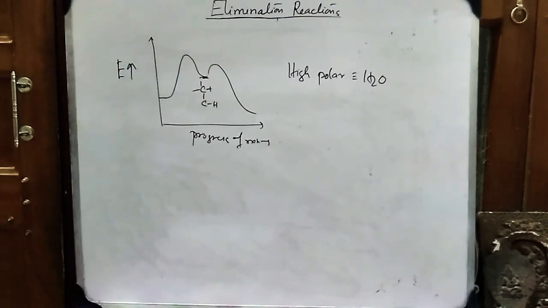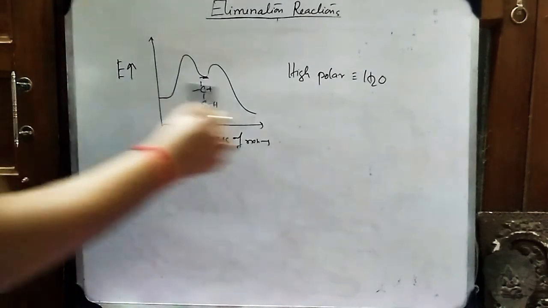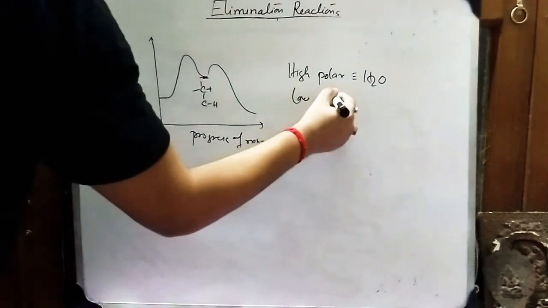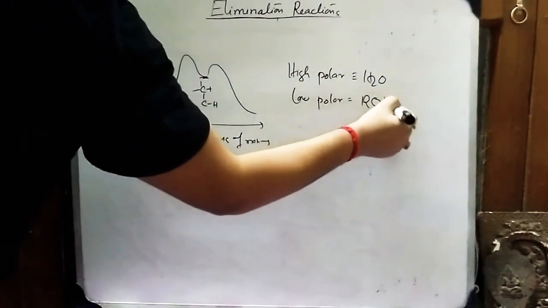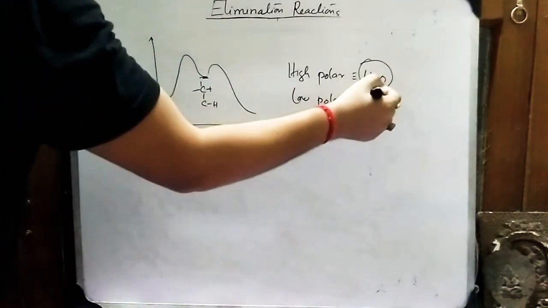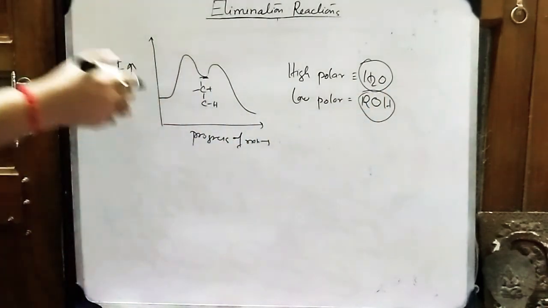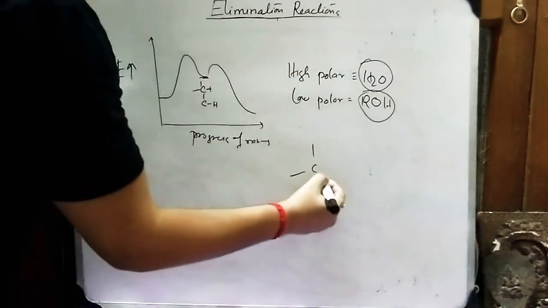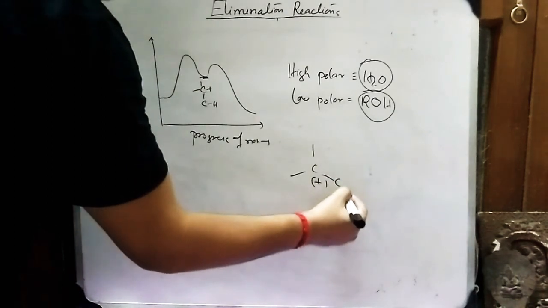But if we use a solvent of less polarity like alcohol, then the charge on C+ can be spread over its adjacent carbons, which will ease the proton abstraction over nucleophilic attack on C+. Understand? If we use a low polar solvent like ROH, suppose I am using an alcohol, then this has a high polarity, this has a low polarity. The caging will occur less here.